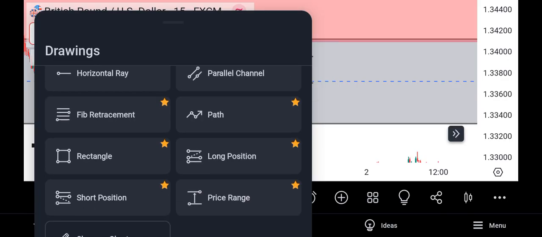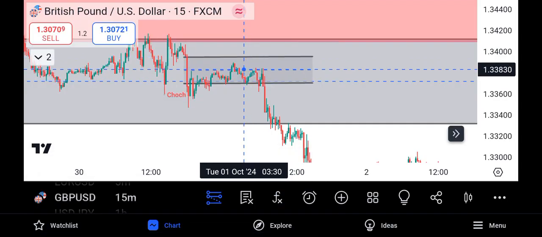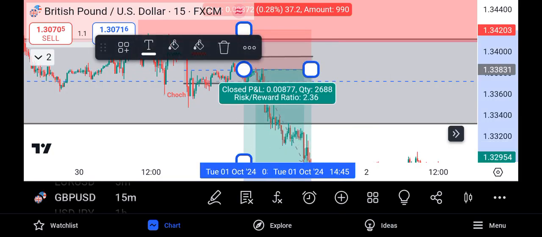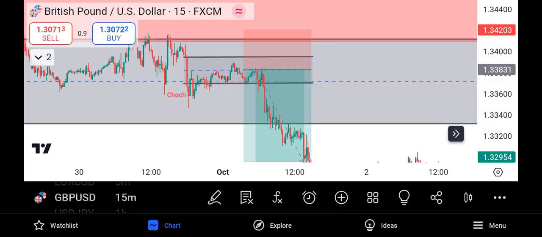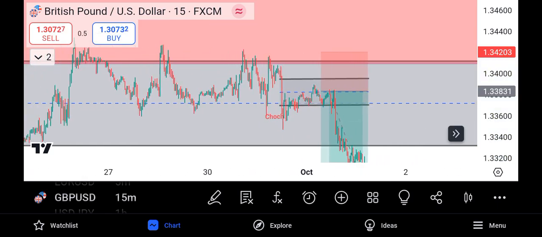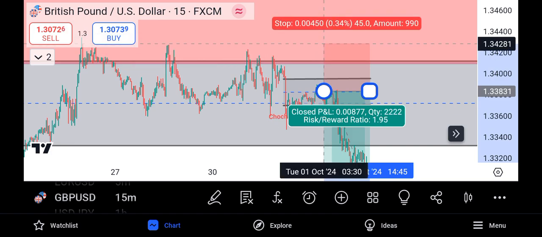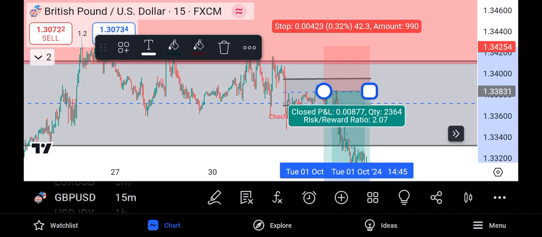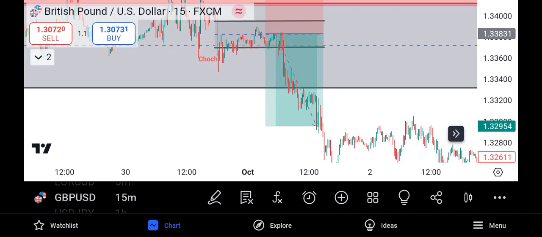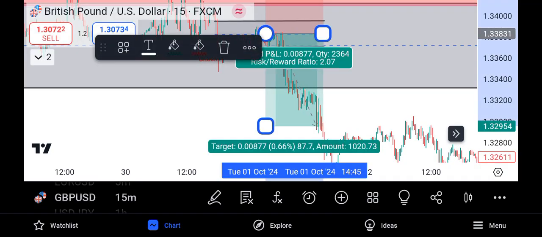So when I saw that, I said, okay, I'm going to take it from the middle of this, this consequent encroachment. The 50% of this big fair value gap is consequent encroachment. So I had to take it from there, and my stop loss was just above this high, because I wanted to go and rest, because I know that this trade will take me days.